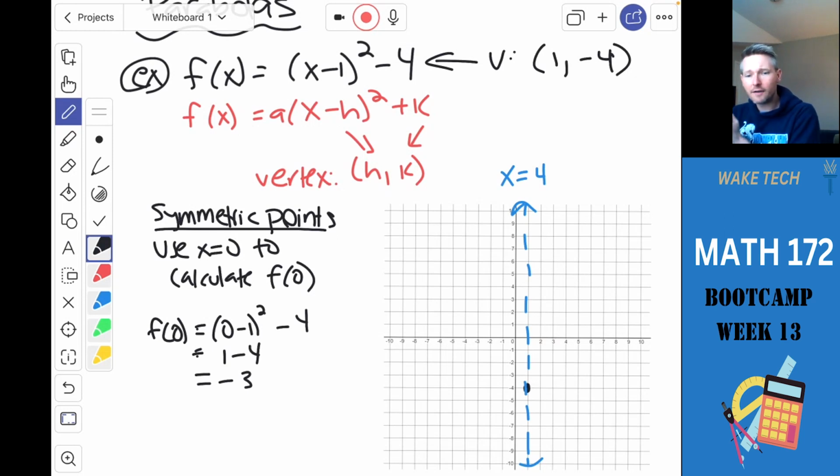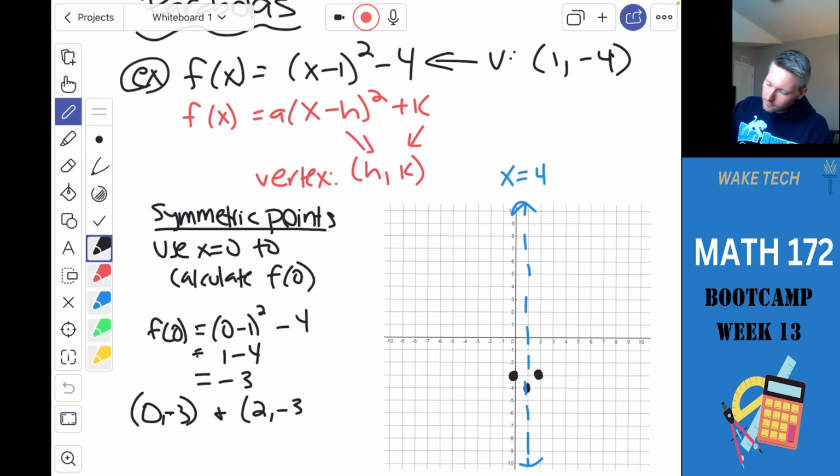So if we travel 1 unit to the left of the vertex, to the x value of 0, just one spot to the left, we get a y value of -3. What that means for the symmetric nature of the parabola is if we travel 1 unit to the right of the vertex to an x value of 2, we're also going to be at a y value of -3. Those 2 points are symmetric points.